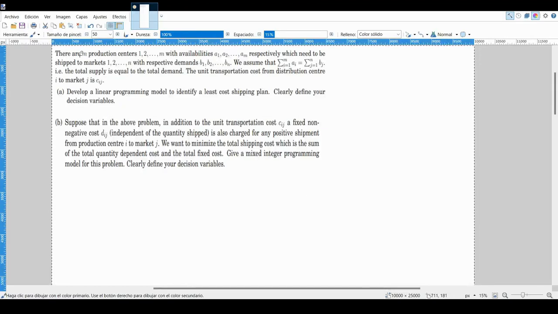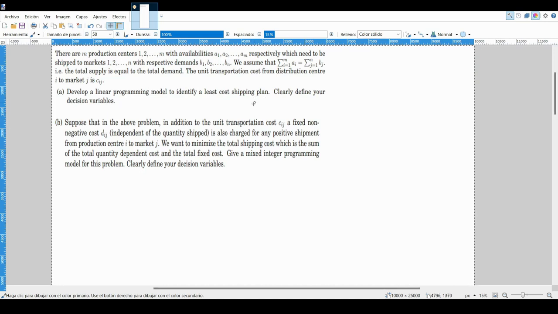All right, so in this problem, we have M production centers with respective availabilities A1 to AM needing to be shipped to N different markets with demands denoted B1, B2, all the way up to Bn. We assume that the supply is equal to demand, and that the unit transportation cost from the distribution center I to the market J is Cij. Now, we want to develop a linear programming model to identify a least cost shipping plan.